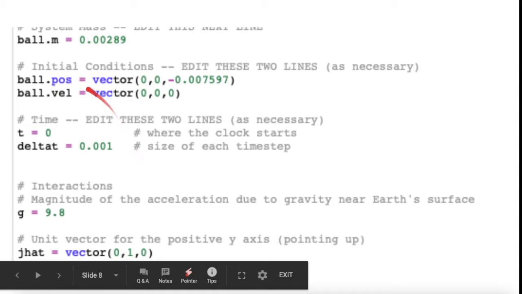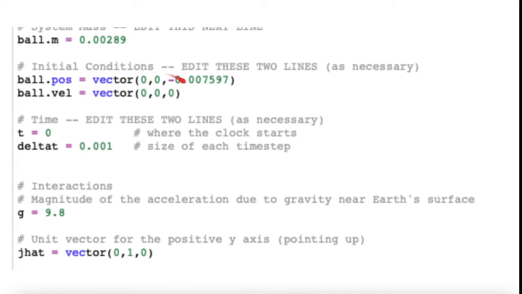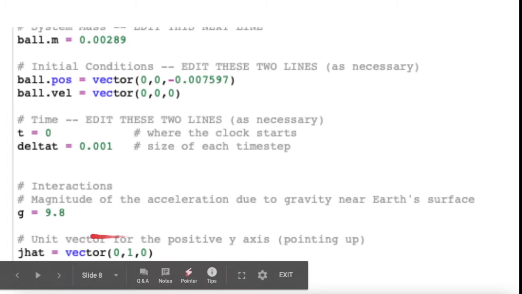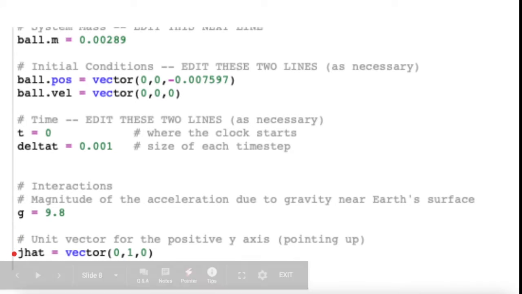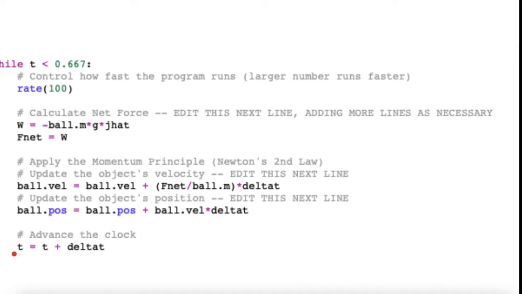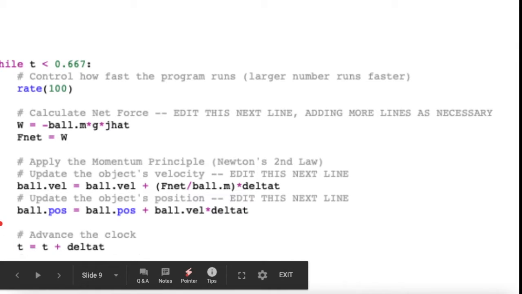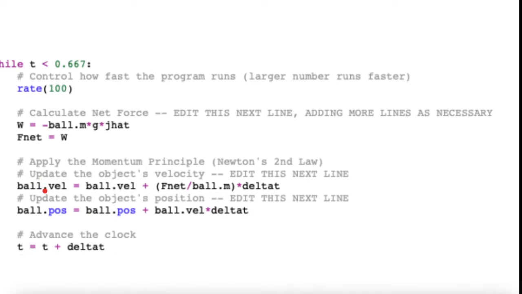So first we want to change in our code the mass of the ball and the initial position. And then we want to include the gravitational constant, which is 9.8 meters per second squared, and include our j hat to make sure that this is all in the y direction. Next, we want to update the velocity of the ball and the position of the ball.